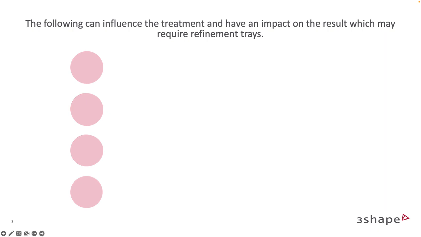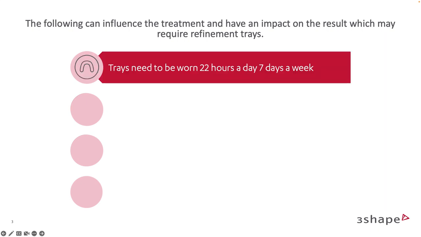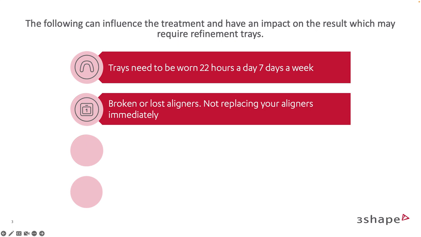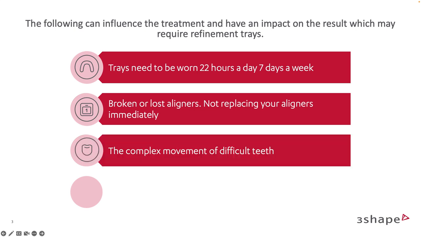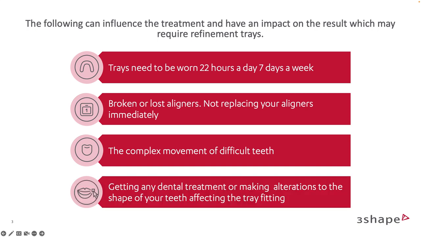The following factors may influence the treatment and have an impact on the main goal: not wearing your aligners for the recommended time, forgetting to put your aligners back in after eating or drinking, breaking the aligners or losing them and not replacing them on time, complex movement and difficult teeth with angulated and long roots, small clinical crowns, and more. And last but not least, cases with new restorations.